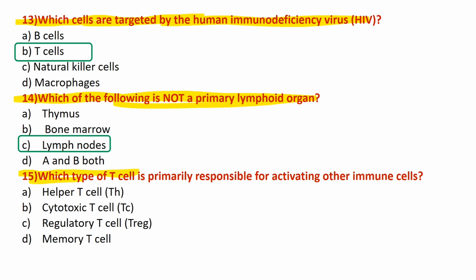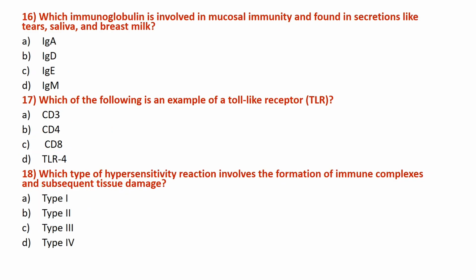15th question is, which type of T cells is primarily responsible for activating other immune cells? And the right answer is option A, T helper cells are responsible for the activation of other immune cells. Next question is, which immunoglobulin is involved in mucosal immunity and found in secretions like tears, saliva and breast milk? And the right answer is IgA. IgA present in tears, saliva and breast milk.